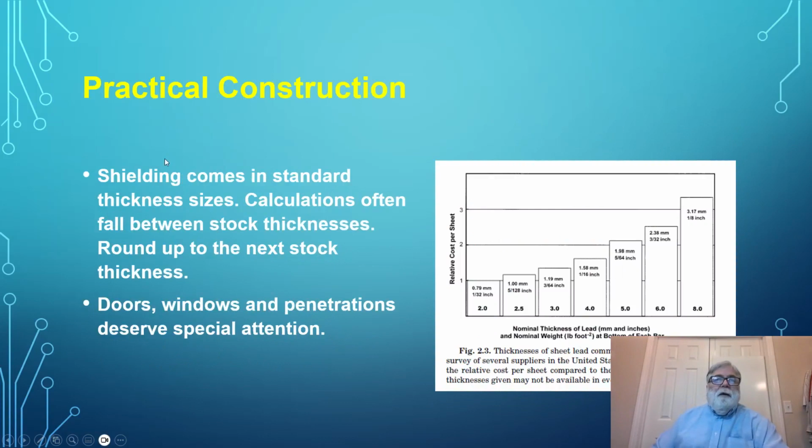Now, when we think about constructing the shield, after we specify the thickness, one thing to remember is that lead comes in specified thicknesses. They don't make this to order. So there is lead that is 32nd of an inch, 2 pounds per square foot, or 3 pounds per square foot. Those are the nominal thicknesses of lead. And so if you calculate something, you're rarely going to calculate something that's right on that value. So you move up to the next level.